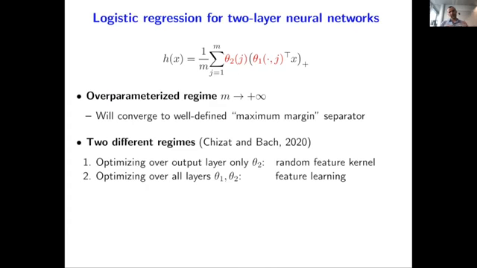Essentially, as you should expect, we're going to converge to some minimum norm solution. The goal of the rest of the talk is to define what are the norms we're going to converge to for those two problems. For the first one, it's going to be a kernel, which is to be expected because we only optimize the linear part of the model. And the harder one is when you optimize both layers.